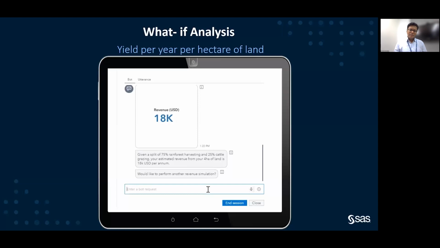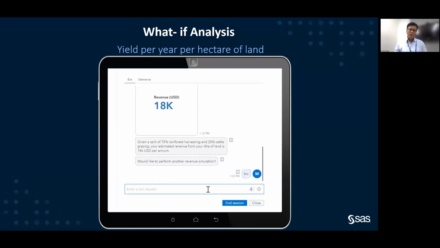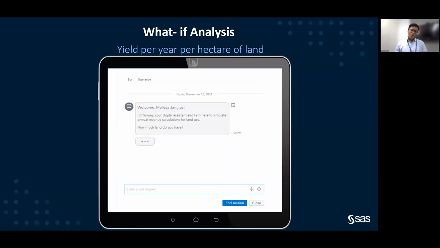So this is a glimpse of what-if analysis. It allows us to measure the revenue or percent land use. In this case, just for demo purposes, I'm choosing a chatbot which is specifically designed for revenue, but there is one more which is designed for land use also.